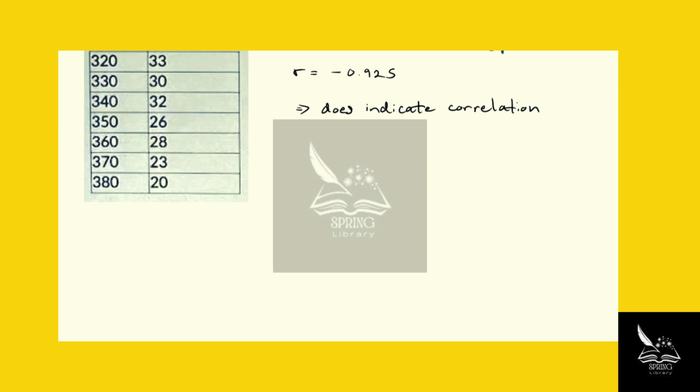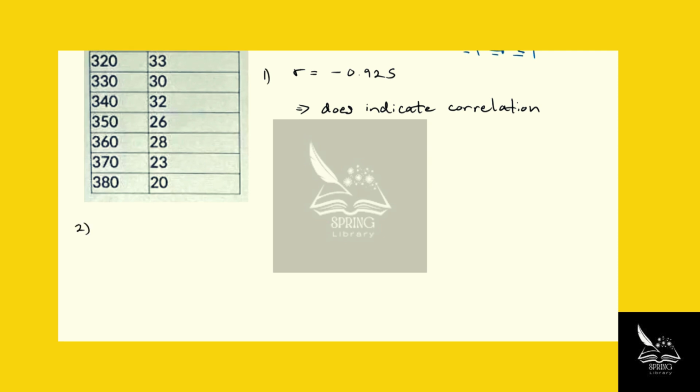Recall that the correlation coefficient can be between +1 and -1. -1 is a perfect negative correlation, +1 perfect positive correlation. 0 would be no correlation. So minus 0.925 is close to -1, so it's strong and it's negative, indicating that as the price of a machine rises, the number of units sold decreases and vice versa.